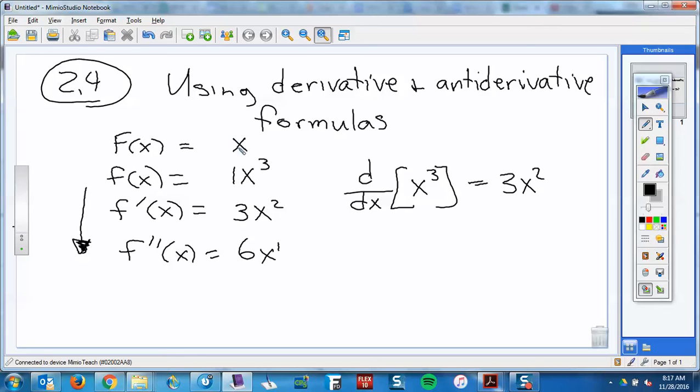Now, what would it be? Well, it'd have to be x to the 4th. Now, what number would have to be here so when you bring the 4 down, there'd have to be a 1/4 then, right? Now, we can actually write that as a rule.